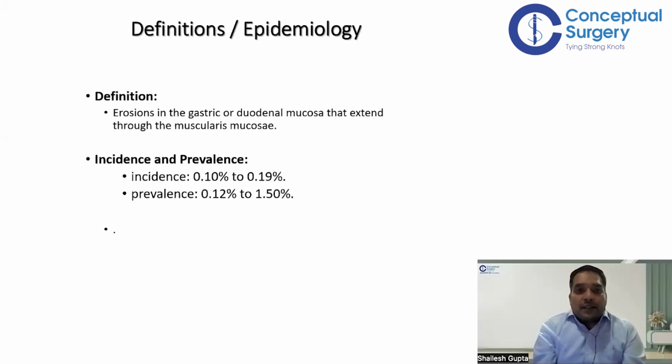So what is the definition and epidemiology of peptic ulcer disease? Peptic ulcer disease is defined as erosion in the gastric or duodenal mucosa that extends through the muscularis mucosa. Sabiston very specifically defined it this way. So just remember that a breach of the muscularis mucosa within the gastric and duodenal mucosa is what we call peptic ulcer disease. And what are the incidence and prevalence? Incidence is 0.1 to 0.3% annually, and prevalence is 0.12 to 1.5%.